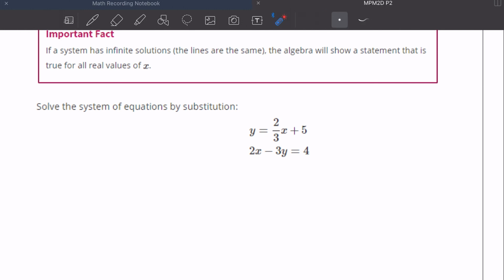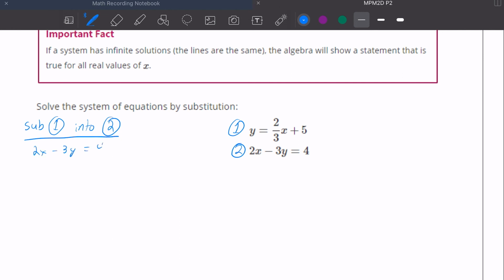In this case, we got y equals 2 over 3x plus 5. This one's nicely isolated for us. We're going to use this guy, and we're going to put it into 2x minus 3y equals 4. So let's go with stating what we have. This is our equation 1. This is our equation 2. And we're going to sub 1 into 2. So you have 2x minus 3y equals 4.